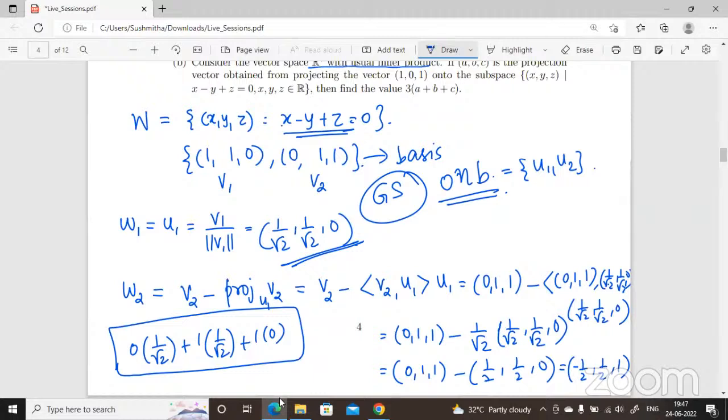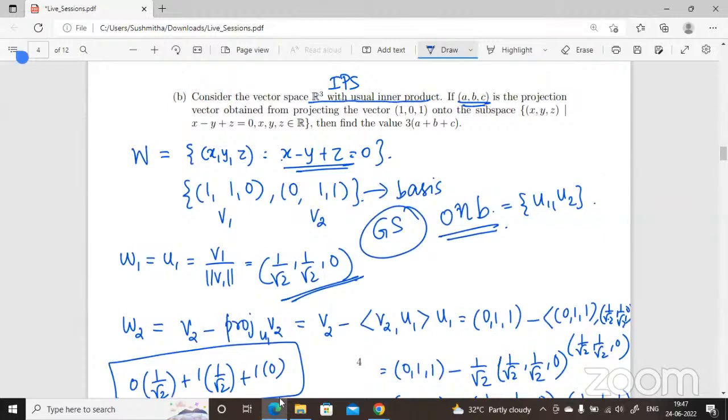Okay. But this question, find the value of ABC. So what is ABC? ABC is the projection of the vector obtained from projecting this vector onto this subspace. So now we have an orthonormal basis. Projection is using that formula, V with V1, V1. Here I have to write it as U1, U2, the orthonormal basis. After you find the orthonormal basis, you take this for the vector 1, 0, 1, where U1 and U2 form the orthonormal basis.